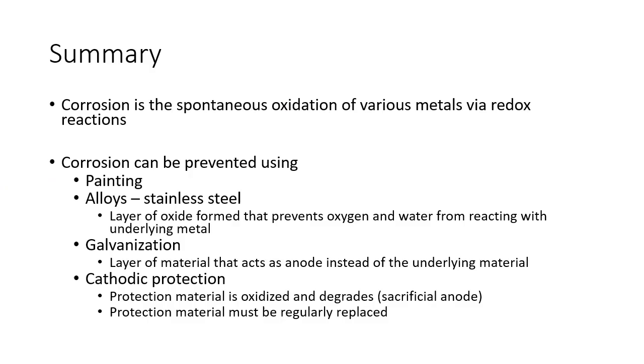To summarize, corrosion is the spontaneous oxidation of various metals via redox reactions. Corrosion can be prevented using paint, alloys, including stainless steel, which provide a layer of oxide that prevents oxygen or water from reacting with the underlying material. Galvanization, which is a layer of material that acts as an anode instead of the underlying material. And cathodic protection. The protection material is oxidized and degrades. That's the sacrificial anode. And the protection material must be regularly replaced.